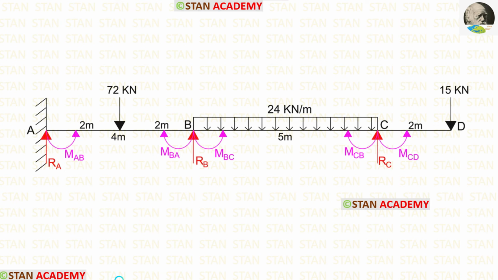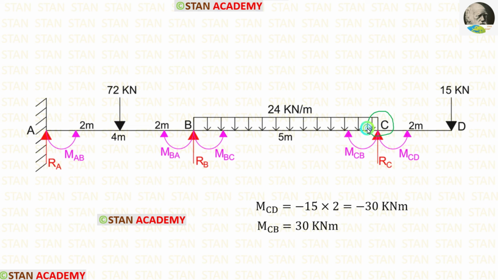In this beam, totally we have to find 5 moments. In the fixed support, there will be a moment. Here the moment is MAB. In the joints, there will be 2 moments. In the joint B, there are 2 moments MBA and MBC. In the joint C also, there are 2 moments MCB and MCD. So, totally we have to find 5 moments. Also, we have to find 3 reactions RA, RB and RC.